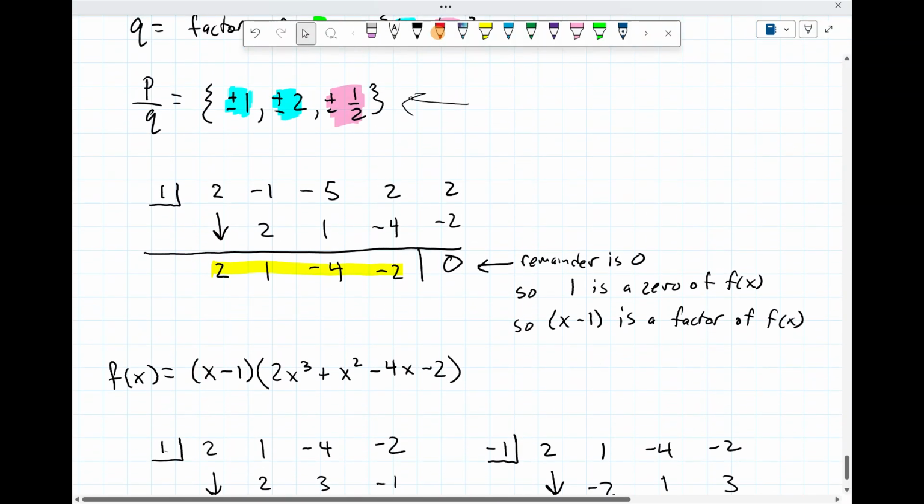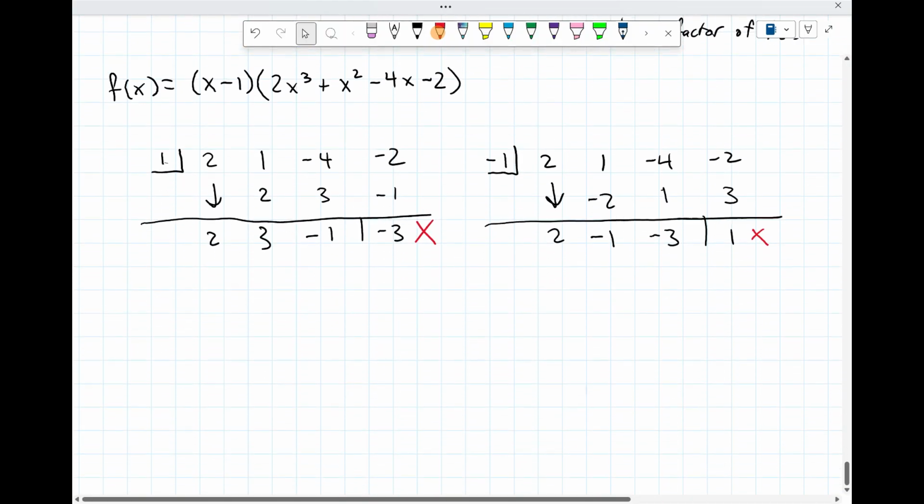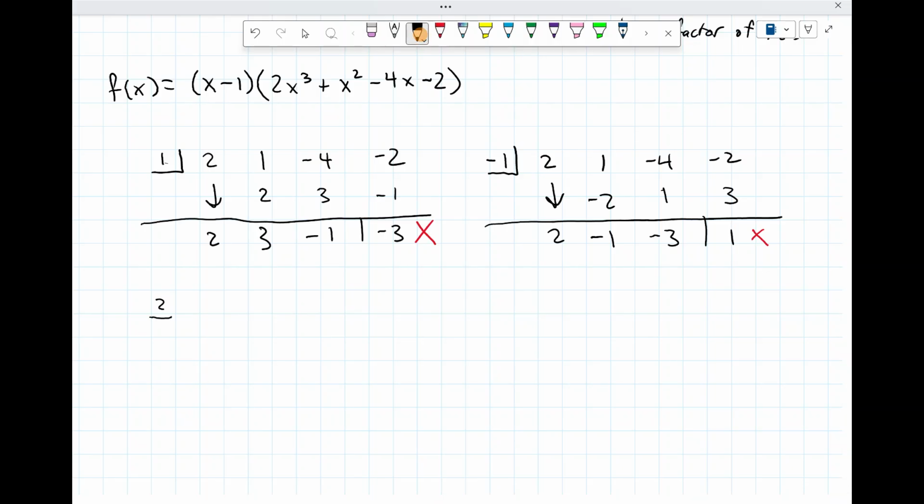Now I'm going to do the same for positive 2, then I'll try negative 2 if it still doesn't work. Hopefully positive 2 will work, but we'll see.